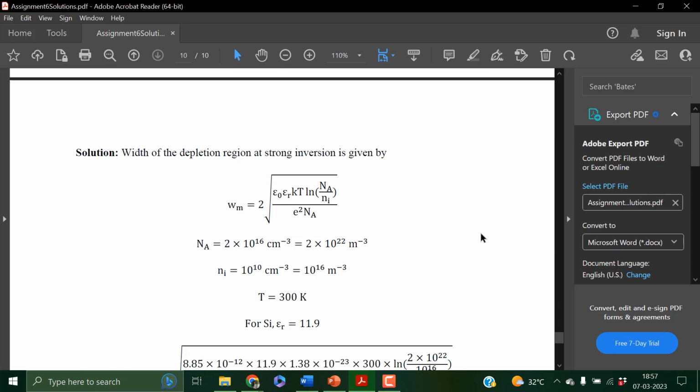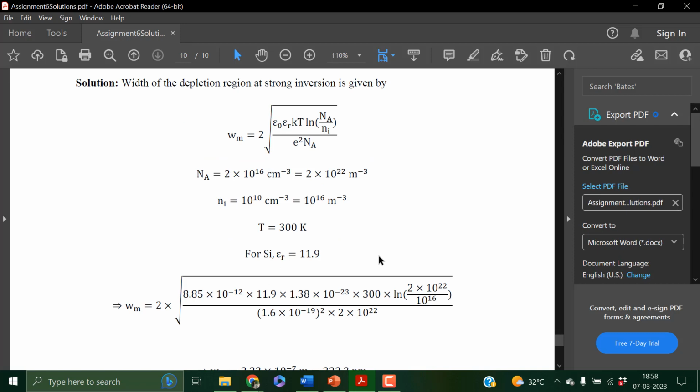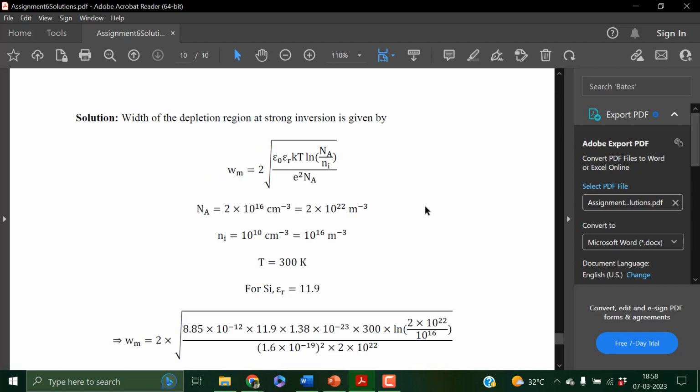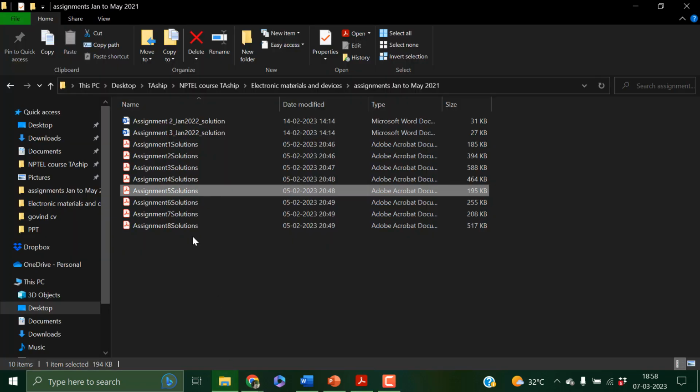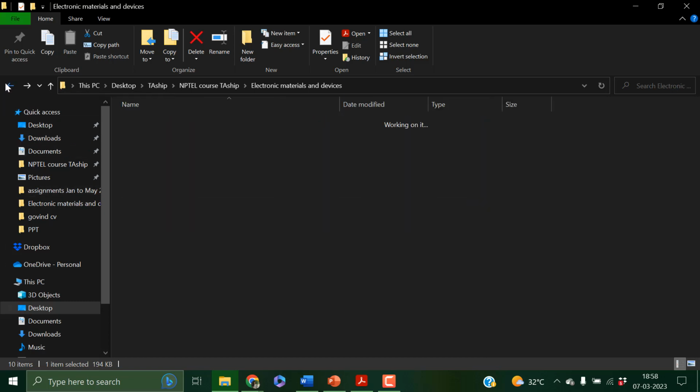Why, ma'am? We can use the equation epsilon 0 epsilon r kT ln(Na by Ni) by e square Na, right? Because total depletion width is being asked, right? Oh, yes, ma'am. So then, if you compare with that particular older equation, from that you can find out the total equation.